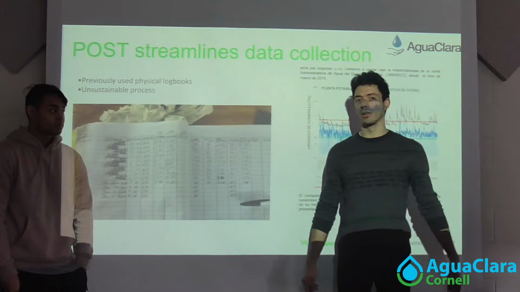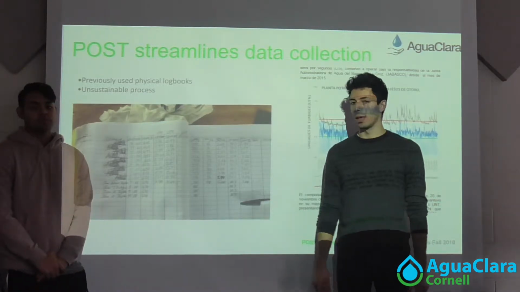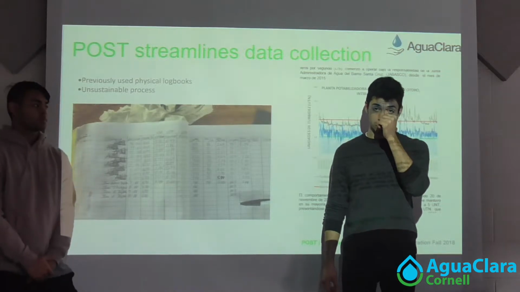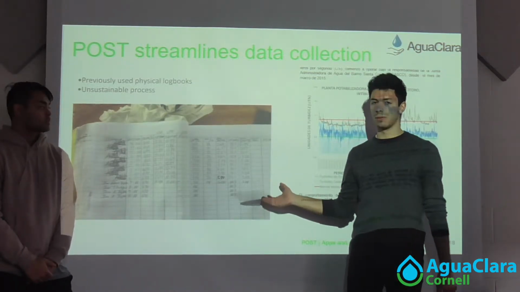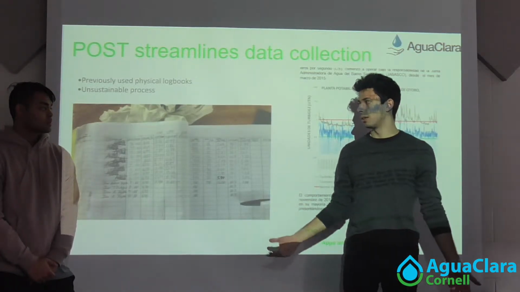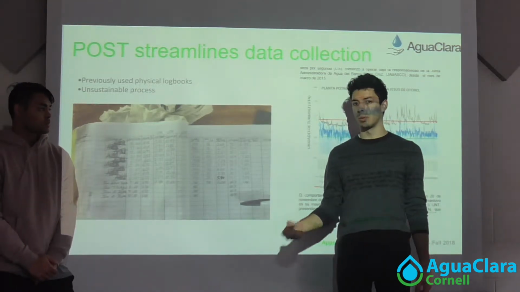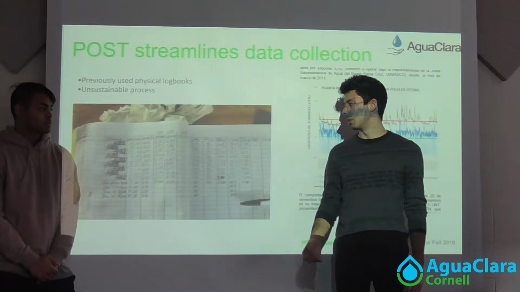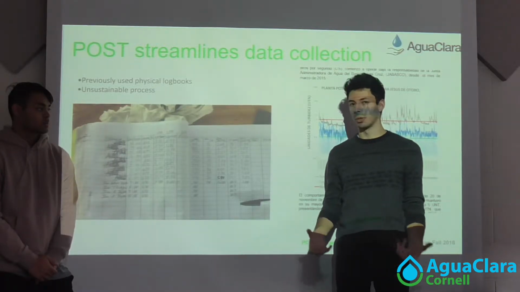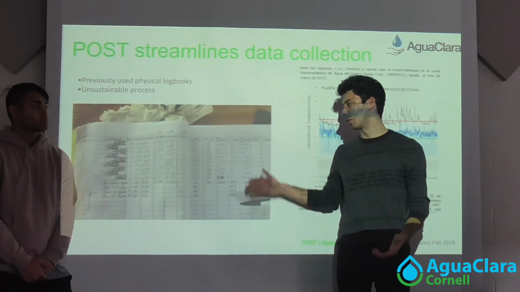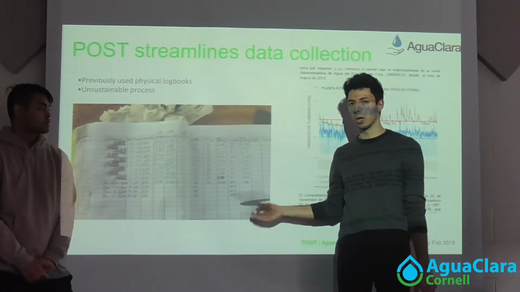Alright, so just to give a quick recap of what it is that we do, Post's main function is to streamline the data collection process. So before Post, data was collected, as you see here, in physical logbooks, and this is clearly unsustainable for a lot of reasons. First of all, it's a lot more tedious to maintain, it's a lot more prone to being lost, and losing it obviously will create a lot more errors, and it's harder to track the data of the plants from a distance because you have to physically be there to observe the logbooks.